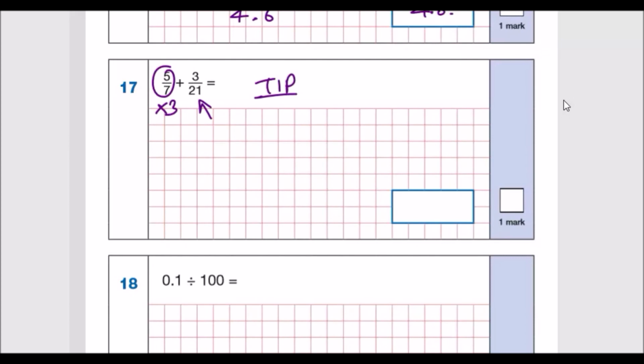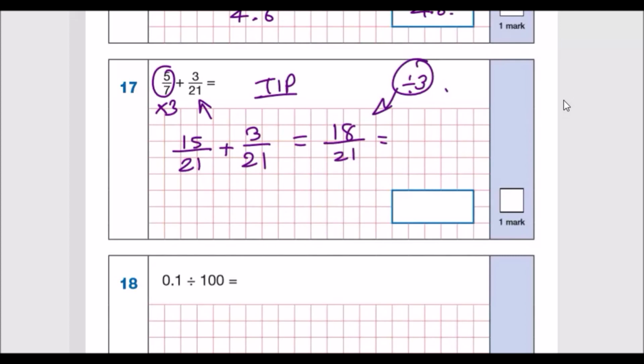And what do we get? If you times this by 3, you're going to get 15 over 21. And now we can finally add it to the second fraction, which is 3 over 21. Because they're the same, adding the top line, we get 18 over 21. Can we simplify this? Yep. Because both of these numbers are in the 3 times table. So divide up and down by 3. 3 into 18 gives us exactly 6, 3 into 21 gives us 7. So the answer is 6 sevenths.